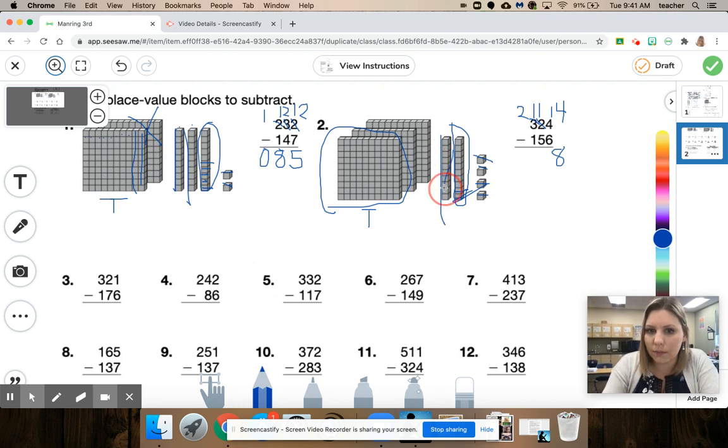There's 1, 2, 3, 4, and 5. So now I'm going to figure out how many are left. 1, 2, 3, 4, 5, 6 10s left. And now I still have 2 hundreds left, and I need to take away one of them. So I'm going to take away this one, which means I have 100 left. So my final difference, my answer is 168.